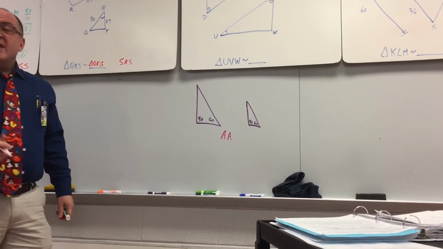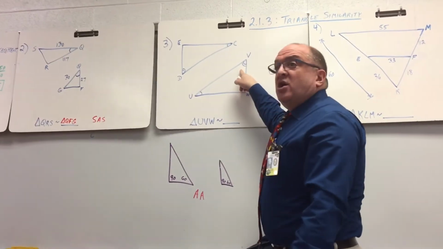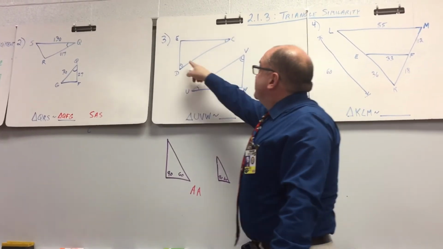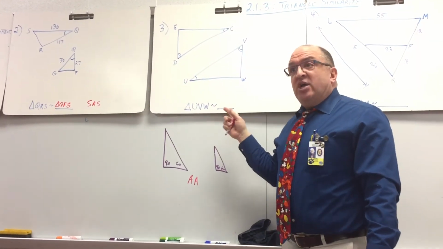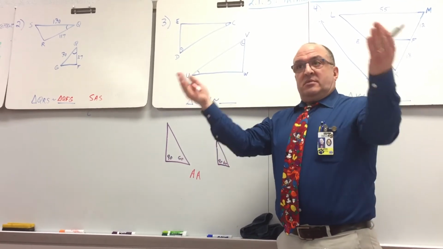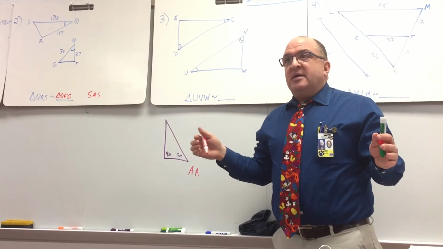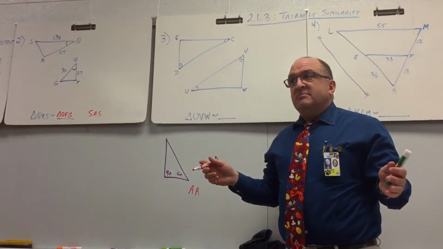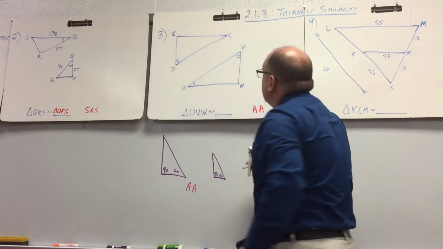Okay? That being said, do you see that you've got two angles here congruent to two angles here? Are the two triangles similar? Yeah. And what's that called? AA. It's not called AAS. It's just AA. Okay? So we call that AA.